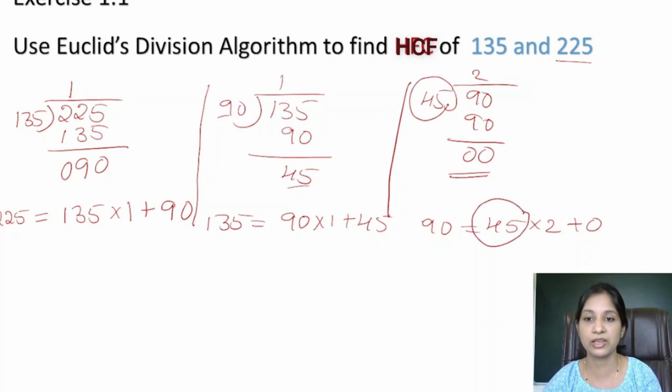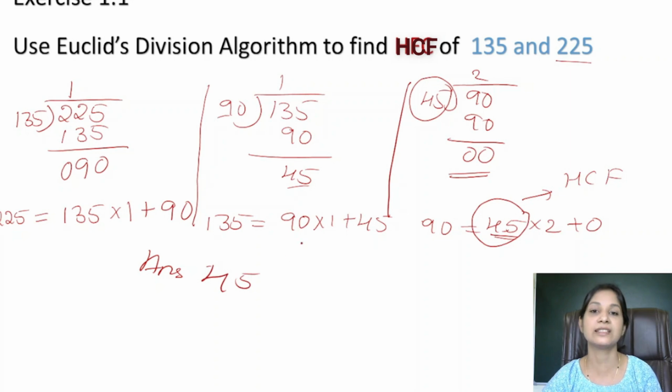You are observing here, this is nothing but the HCF. So what will be the divisor at the stage when the remainder is 0? That will be your HCF. So the HCF of 135 and 225 is 45. The answer is 45. It's very easy. Please use Euclid's lemma in order to find the HCF.